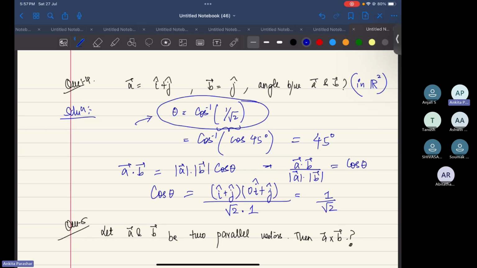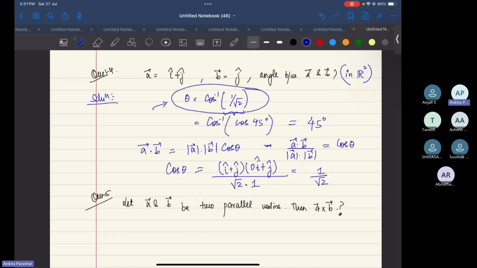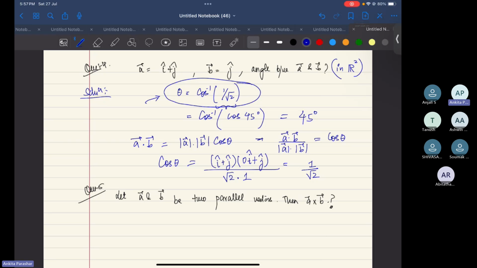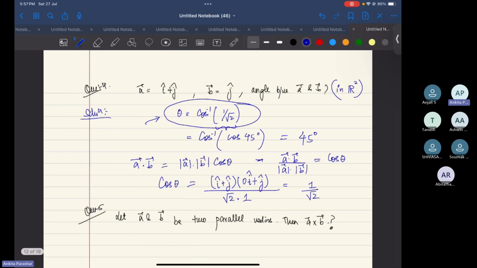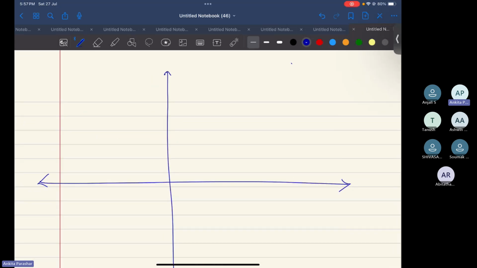Correct. But if you want to draw it, these things you can very easily draw, right? This is just in R2. So let's draw it and see what exactly it will be. First vector was your i cap plus j cap. Can you write this vector first in the coordinate form so that you can draw it here? What is this vector? 1 comma 1. So let me just write 1 comma 1.